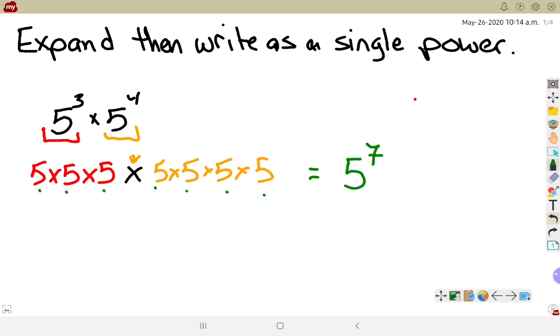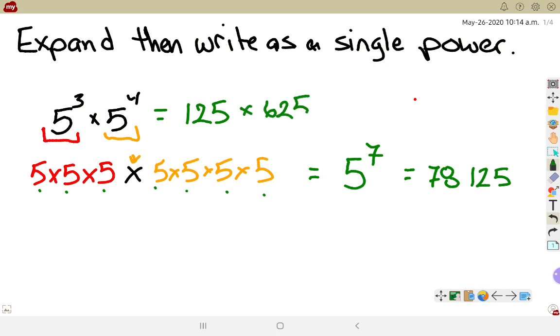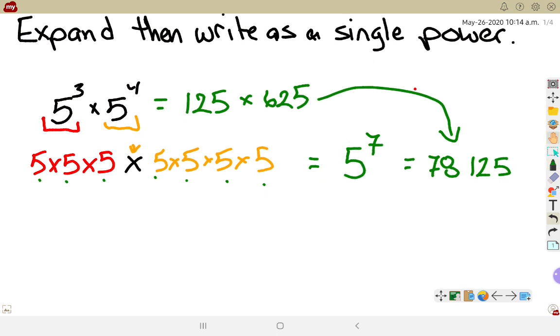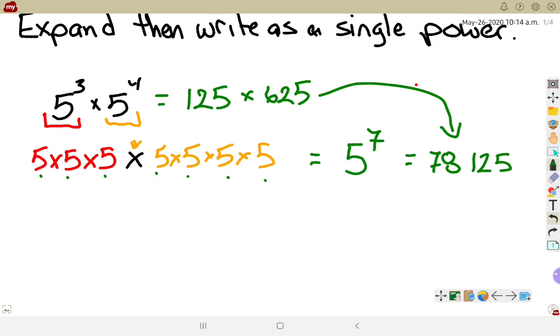Okay, and if you were to multiply all those things together, it's 78,125, and that's the same thing if I had done each of these separately. If I had gone 5 exponent 3, it's 125, and 5 exponent 4 is 625, and when I multiply those two guys together, I get 78,125. Okay, so when I write it as a single power, I had 5 with an exponent of 7.